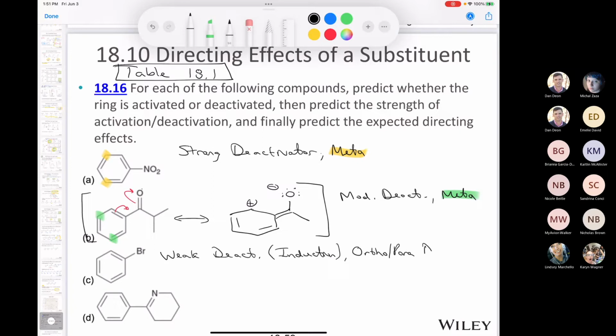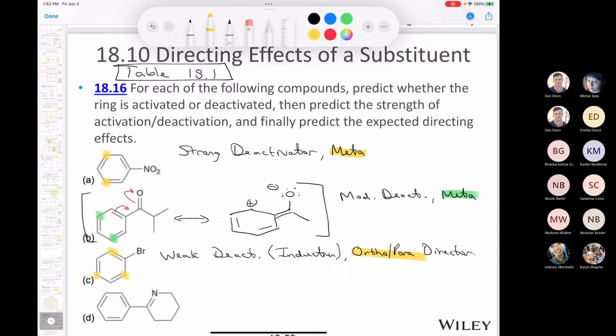ortho-para director. And that's because when you draw the sigma complex and you do substitution at the ortho or para positions, you get one extra resonance contributor because of the lone pairs on the halogen. And so, yeah, it's going to activate the ortho and para positions. So that would be these two and this one here.